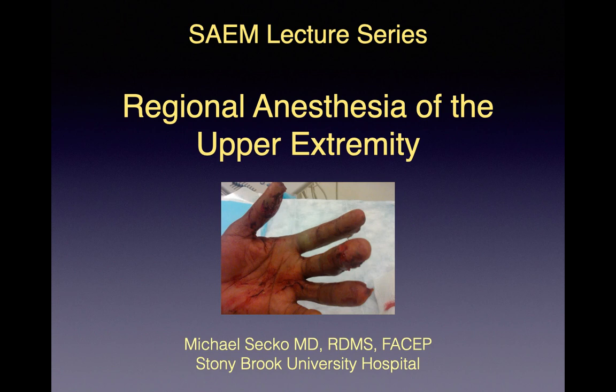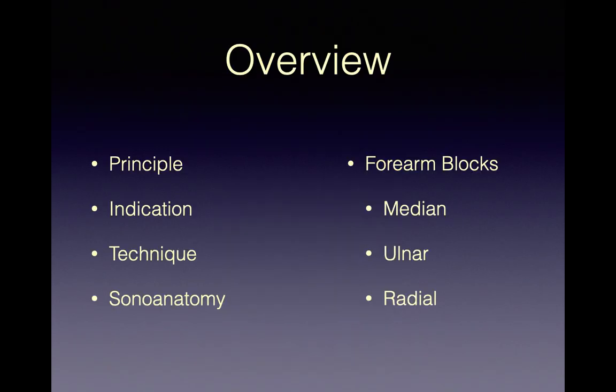This is the SAEM lecture series, and I'm here to discuss regional anesthesia of the upper extremity. Here is the overview for this lecture. I find regional anesthesia has growing utility in the clinical setting as an alternative to opiate analgesia. I'll be discussing the indications, the technique, and sonoanatomy of forearm blocks, covering the median, ulnar, and radial nerves.